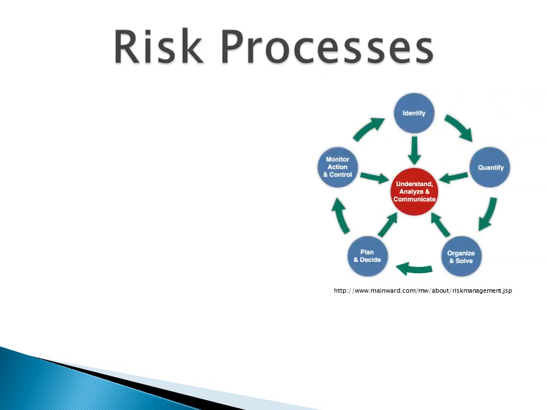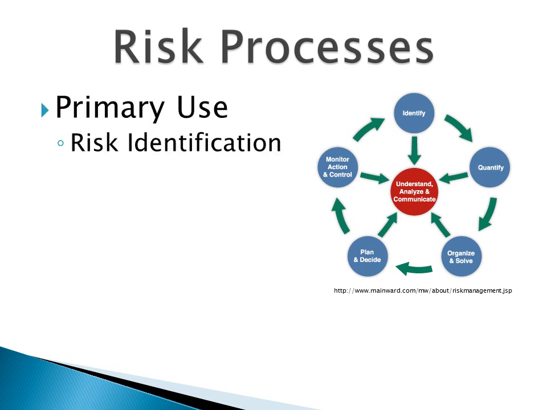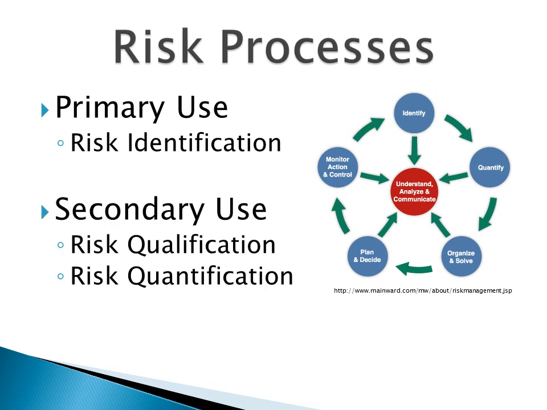The primary use of assumption and constraint analysis is risk identification. Some situations when risk identification should occur is during project selection, contract negotiations, or any types of meetings where resources or changes are being discussed. Assumption and constraint analysis are also used during risk qualification and risk quantification.